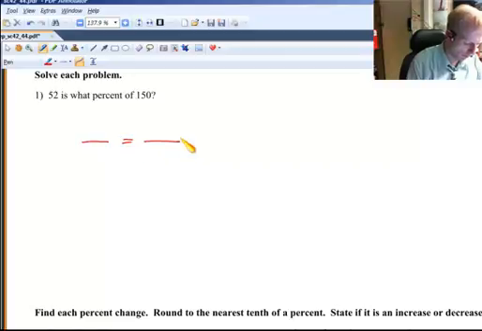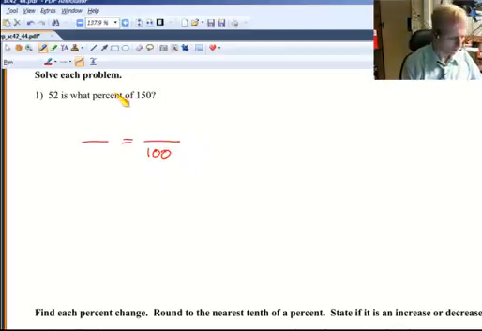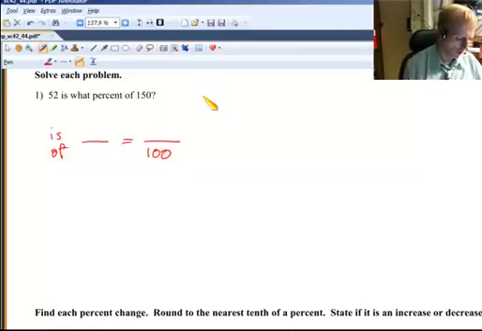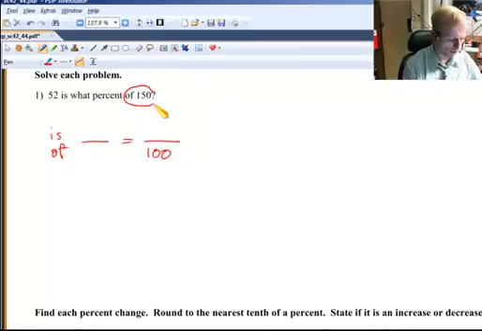So I always start these percent problems, if I'm using the is over of approach, by drawing a proportion with 100 in the denominator of the second fraction. Once I get that, I need to decide what goes in the is position, what goes in the of position, what goes in the numerator of the fraction, and what goes in the denominator. Actually, the denominator is 100, so we already know what's there.